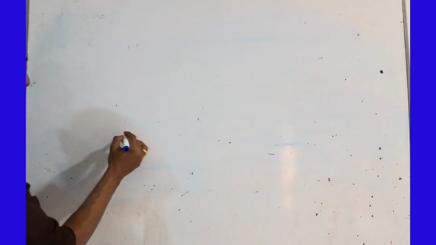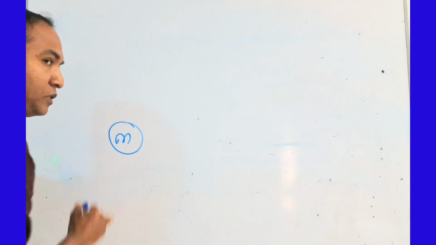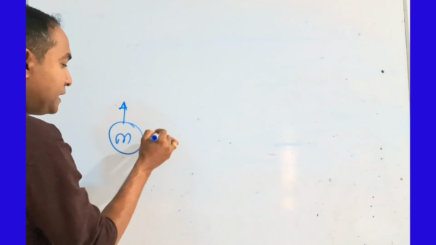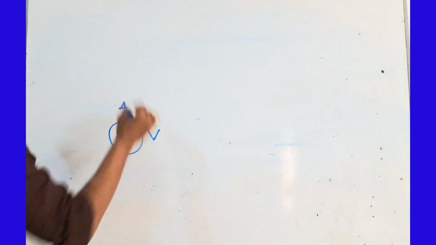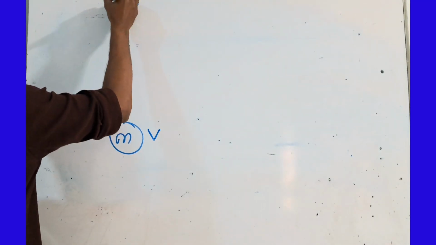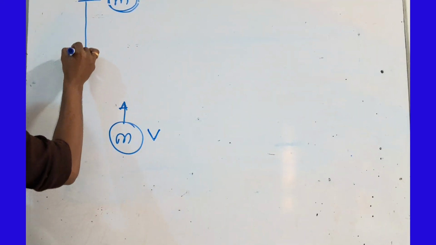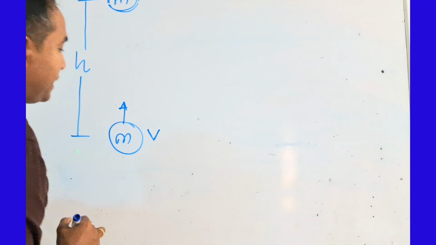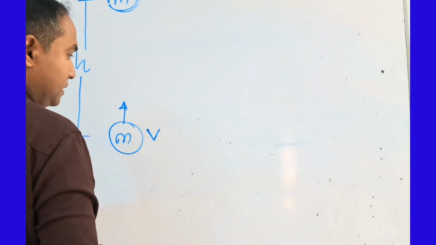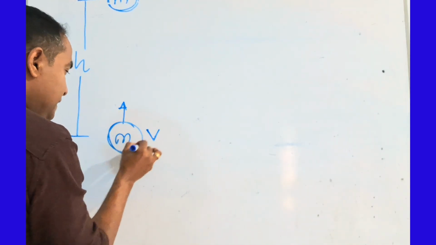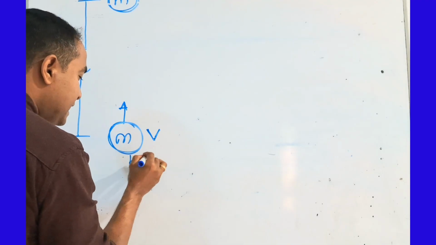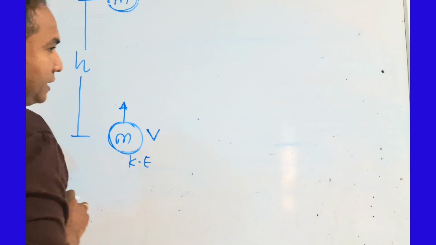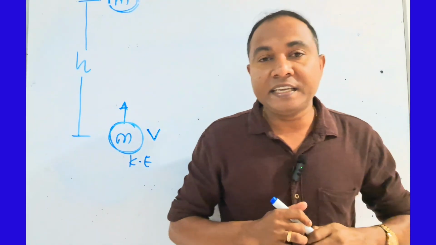Right. Now think about an object here. The mass of this object is m. When this object is thrown vertically upwards at a velocity of v, think about its maximum height. In the initial position, it has velocity, so it has kinetic energy. And when it is at the maximum height, the velocity of this object is zero.